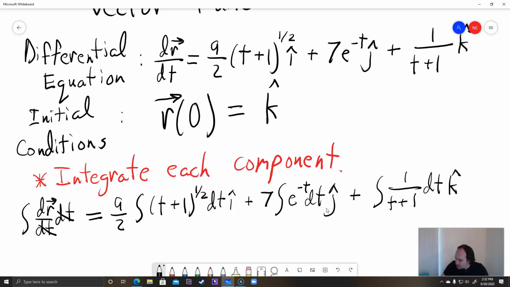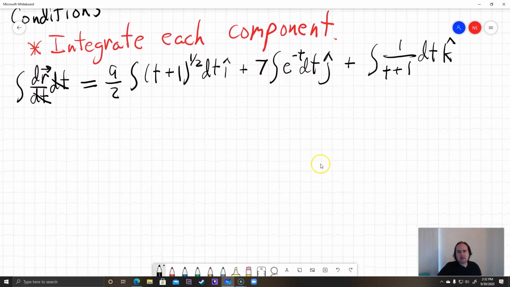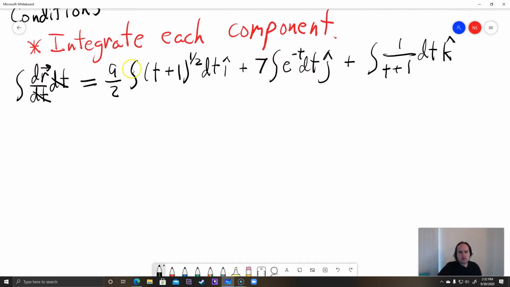Okay, so those are our three components. We're going to integrate each one separately. As you can see, it's a lot like the last problem in that we're integrating each component, but notice that it's actually an indefinite integral. So rather than plugging in numbers at the end, we're going to be writing plus c after each function.